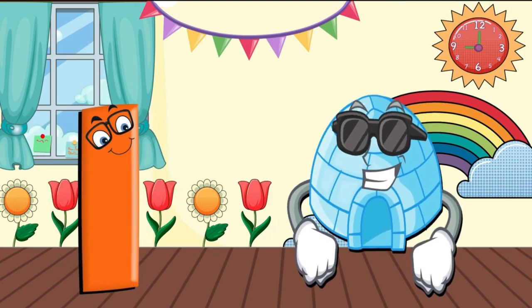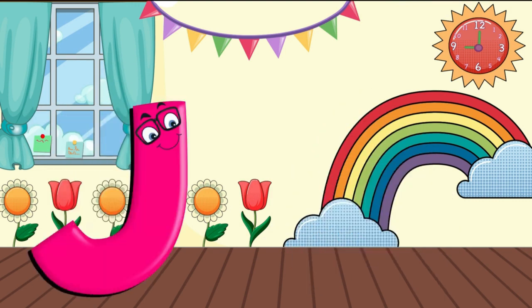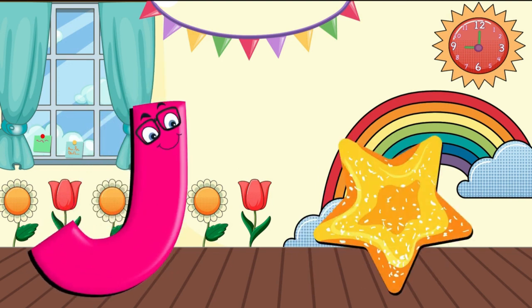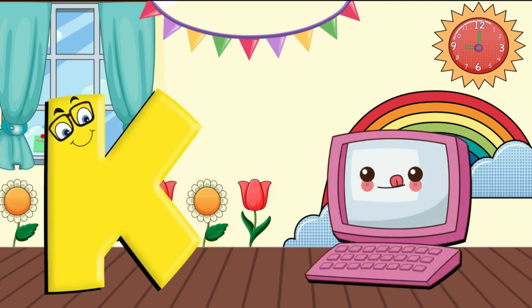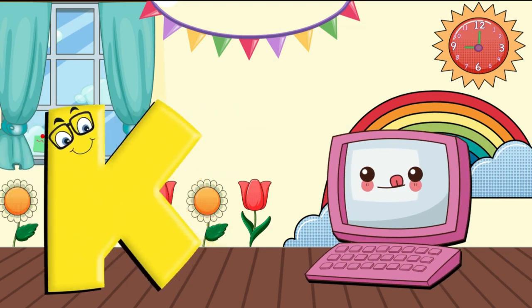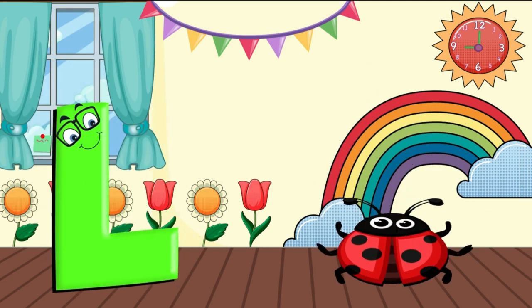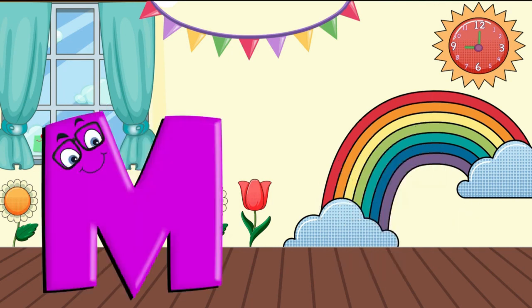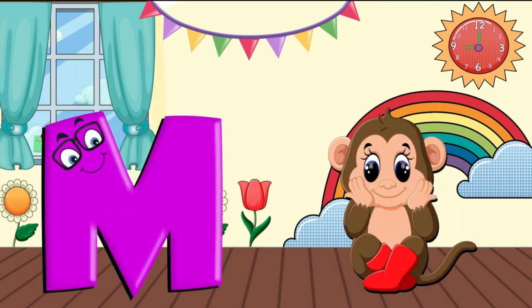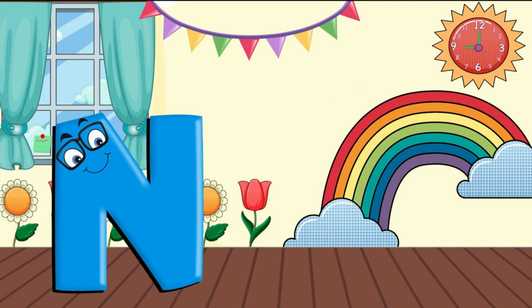I is for igloo, igloo. I, igloo. J is for jelly, jelly, jelly. J, jelly. K is for keyboard, keyboard, keyboard. K, keyboard. L is for ladybug, ladybug, ladybug. L, ladybug. M is for monkey, monkey. M, monkey.